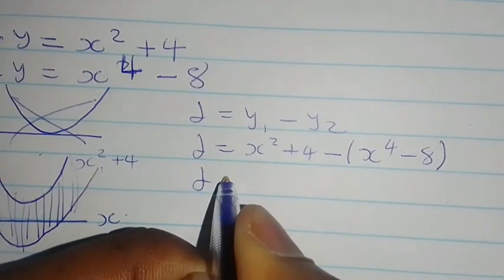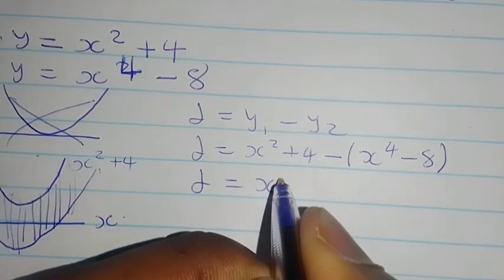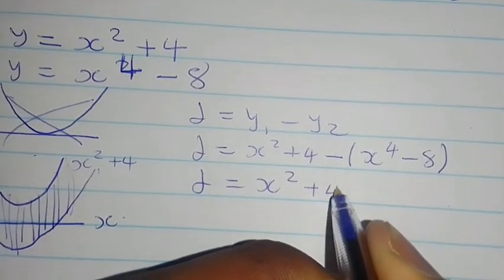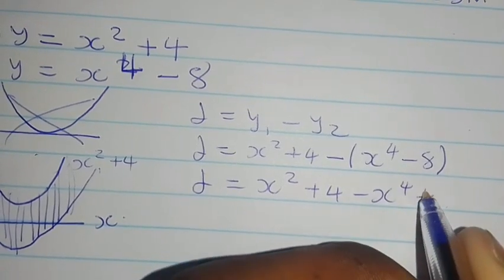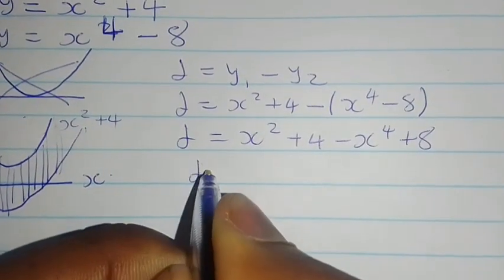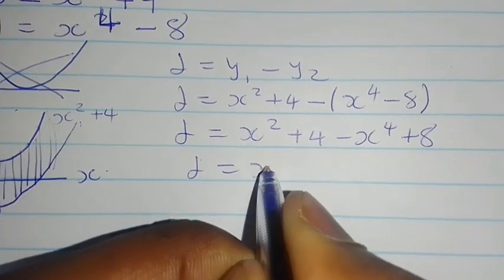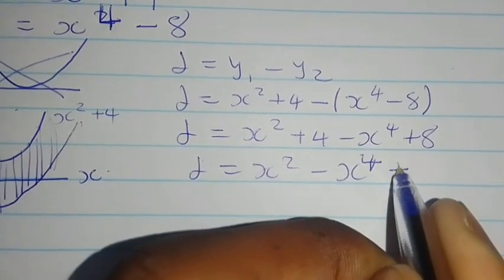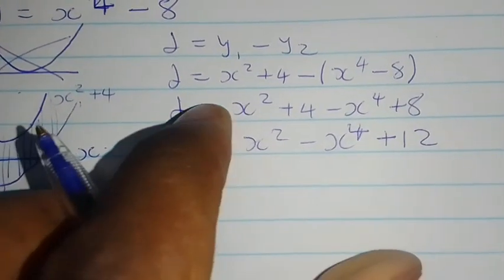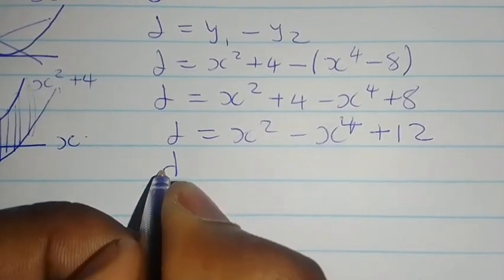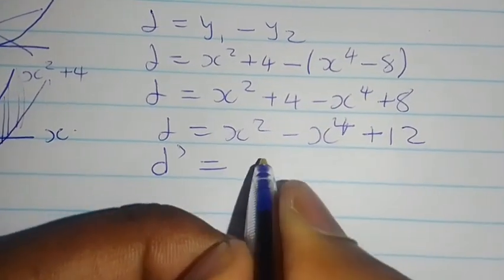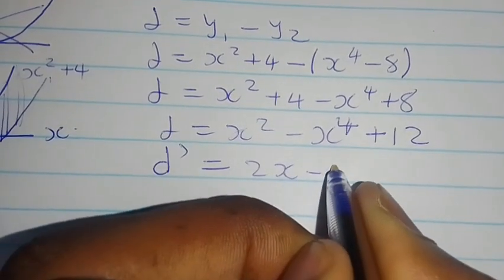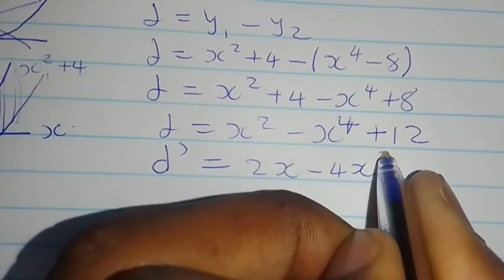So now that means d will be equal to x squared plus 4 minus x to the fourth plus 8. That means d will be equal to x squared minus x to the fourth plus 12. So that's the distance. Now you have to find the derivative of that. Deriving that, we get 2x minus 4x to the third.